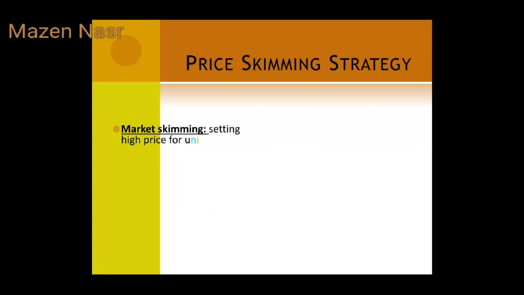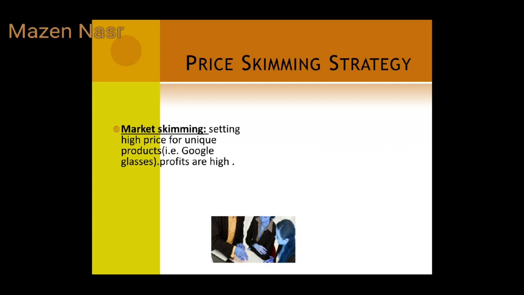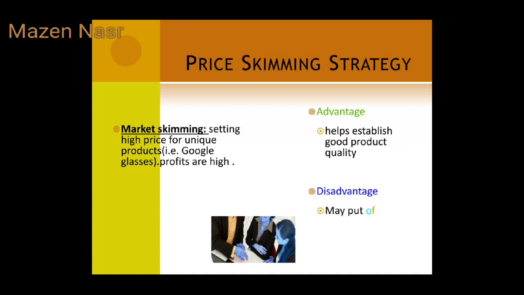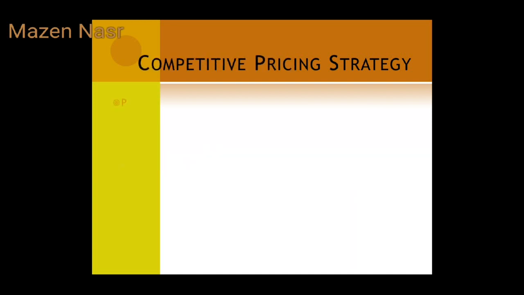Price skimming strategy, or price skimming method, is when you set a high price for your product. Why do you do this? Because your product is unique. I won't use this if my product is not unique or has a lot of competitors. It helps me establish good product quality, but the disadvantage, of course, is that some customers might not buy because the price is high. Usually this method is used by famous companies like Apple, Samsung and Google, because they produce unique products.